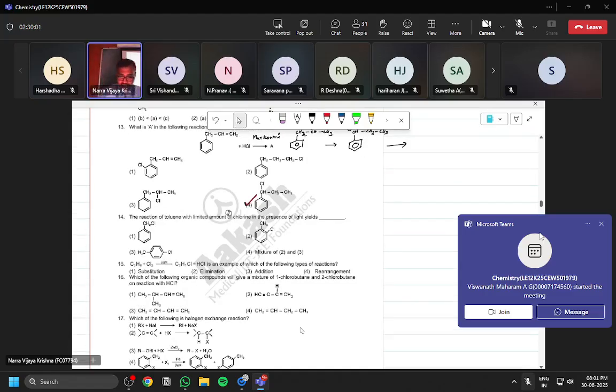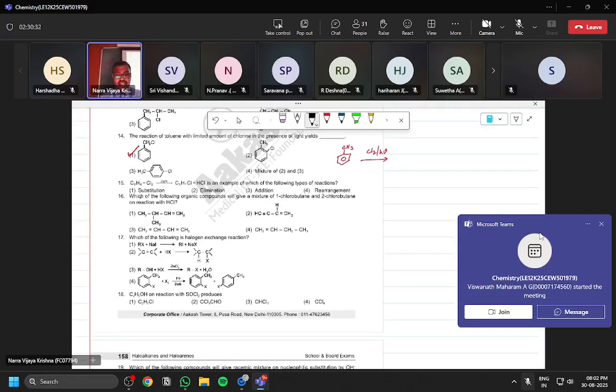Next, reaction of toluene with a limited amount of chlorine in the presence of sunlight. What happened? Chlorine will go and attack the methyl group. If it is a catalyst, then it will attack the benzene ring. If there is a radical mechanism, it will go and attack the carbon chain. So answer must be the first option. Next.